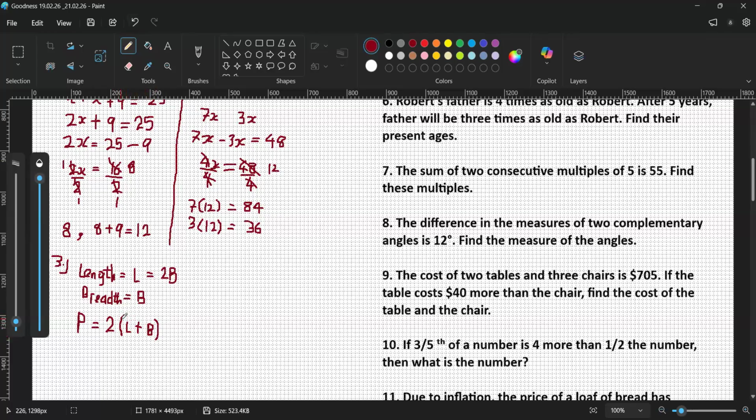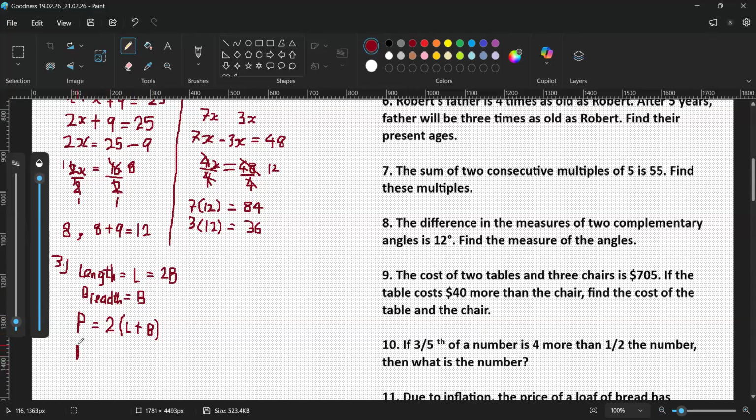So let's now plug in things. So the length is equal to 2b. That means anywhere I see L, I am free to replace it with 2b. Okay, you agree with that, right? Yes. And that is by consequence of what the question told me. So I'm just going to do exactly that.